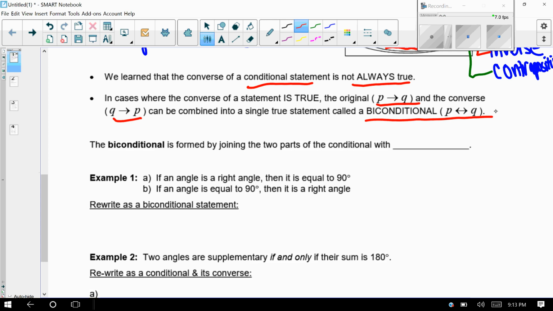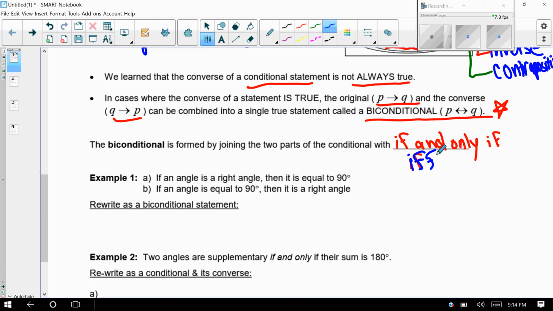This means a biconditional. Both ways are true. I want you guys to put a star by it. Underline this and put a star by it. The biconditional is formed by joining the two parts of the conditional with the words if and only if. And mathematicians love to abbreviate this, and we use IFF. So IFF means if and only if.